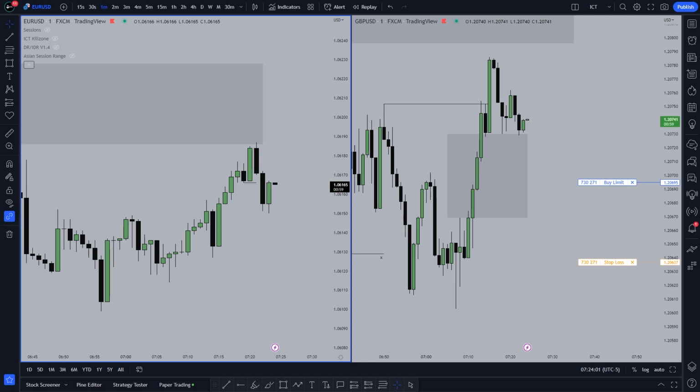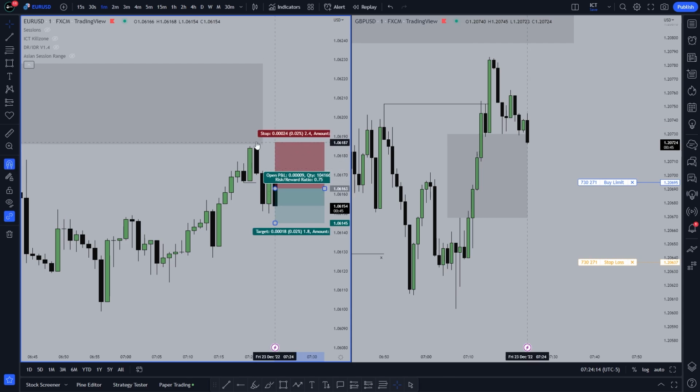So parabolic gap created and executed. Okay, let's execute a little bit lower for some reason. 163. Right there. Stop loss was 91. Yeah. Stop loss is fine.